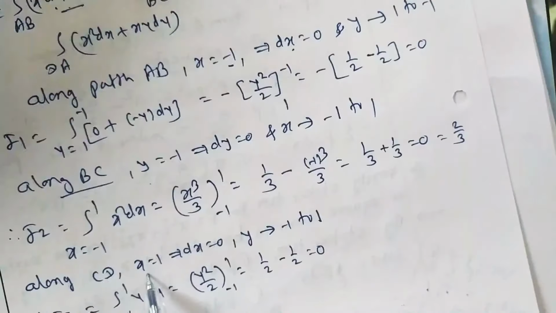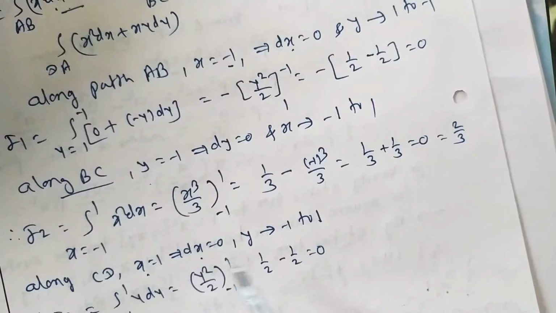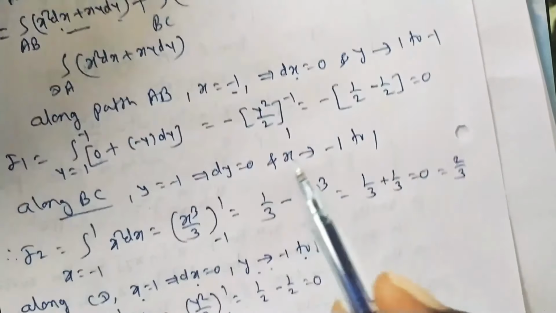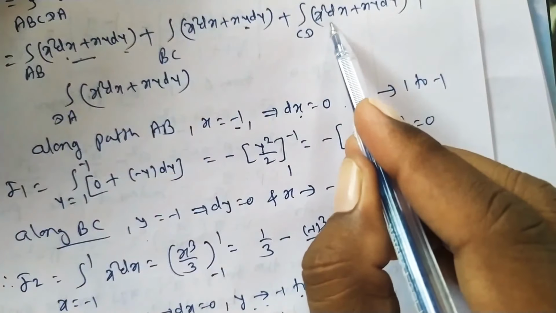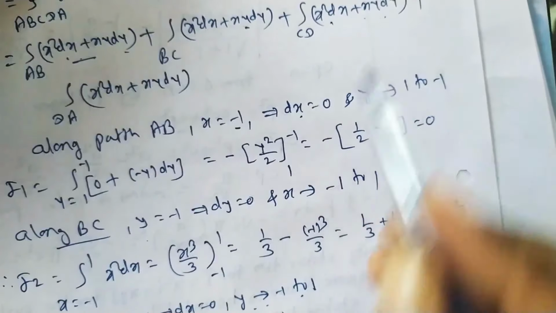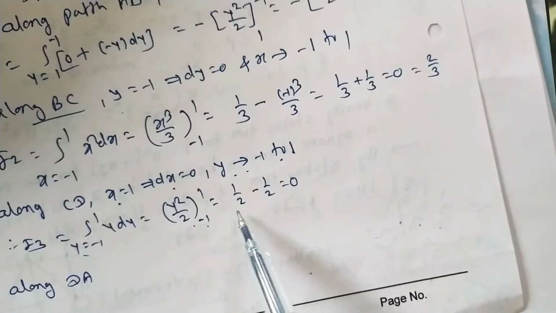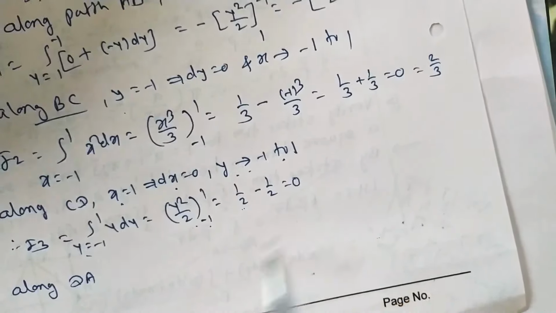Along CD, x equal to 1, dx equal to 0, and y varies from -1 to +1, and therefore I3 is equal to integration of x equal to 1, dx equal to 0. If you put here y dy, y varies from -1 to +1, its integration is y square by 2. So after simplification, 1 by 2 minus 1 by 2 is 0.